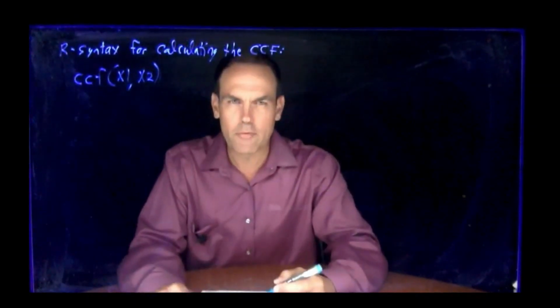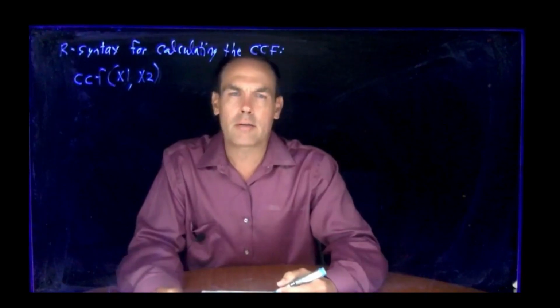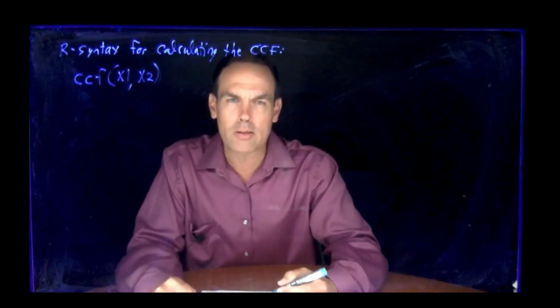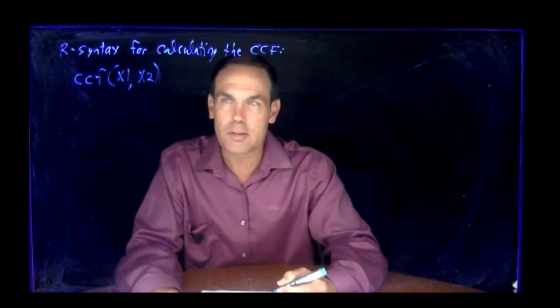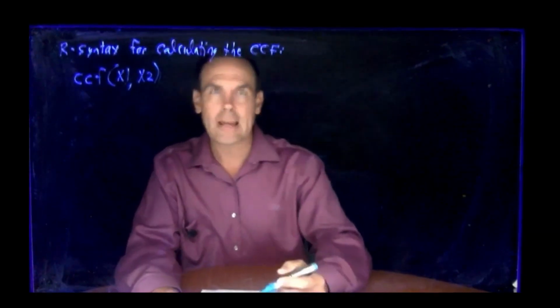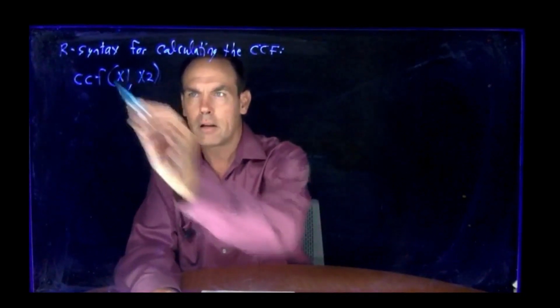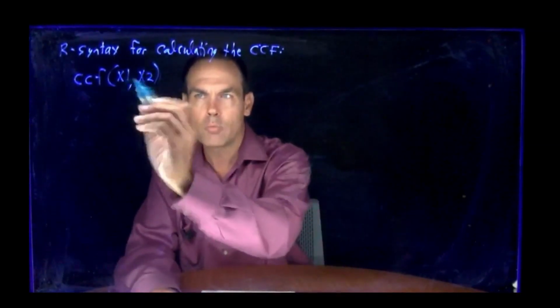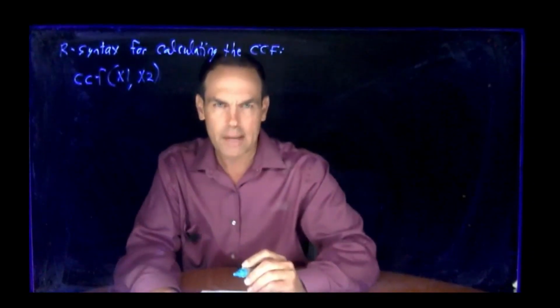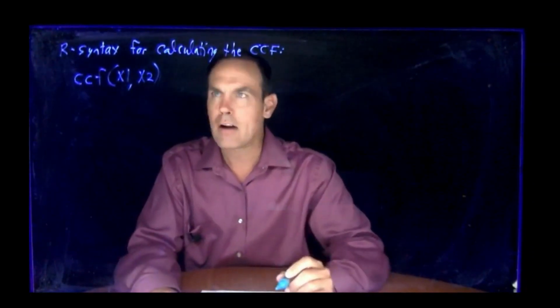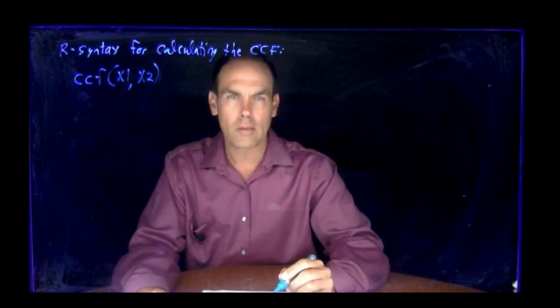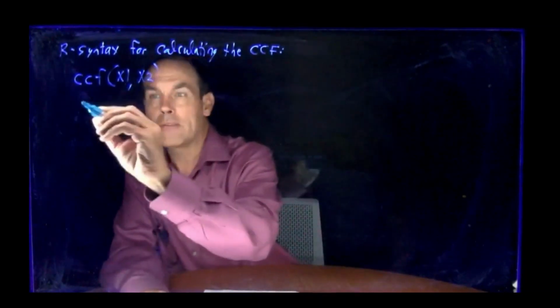Okay, as we mentioned before, let's talk about the way to calculate the cross-correlation function by using R. It's very simple. You'll see right away here the R syntax for calculating the cross-correlation function is just CCF of variable 1, we'll call it x1, comma, second variable, x2. And that calculates your cross-correlation function. That'll give you a plot.